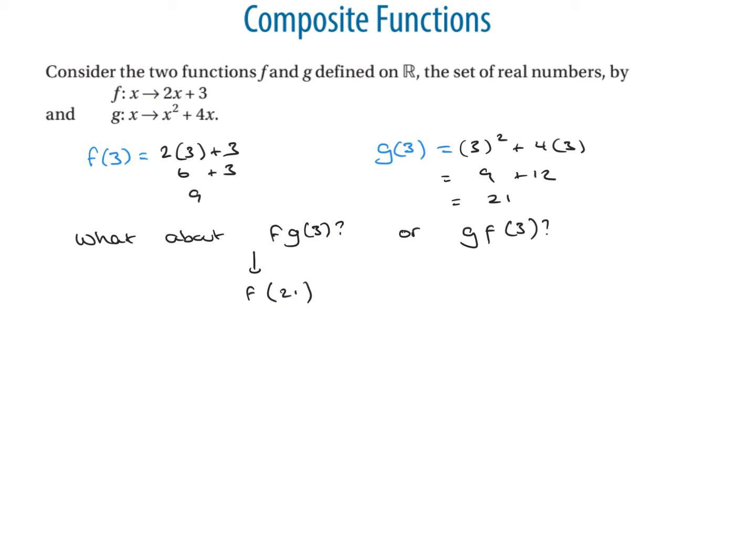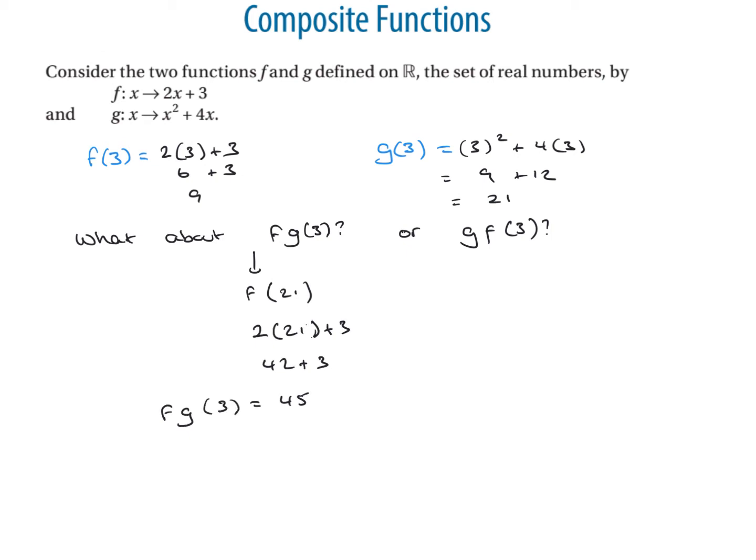So let's do that. I'm going to get 2 by x, which is 21, plus 3. So 2 by 21 plus 3. If I work that out, I get 2 by 21, which is 42, plus 3, which is equal to 45. Which means that fg of 3 is equal to 45.